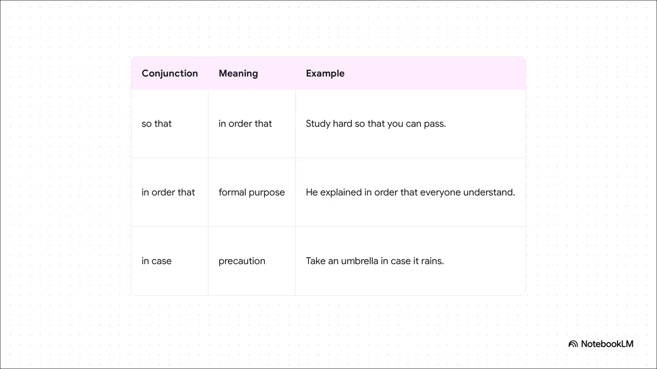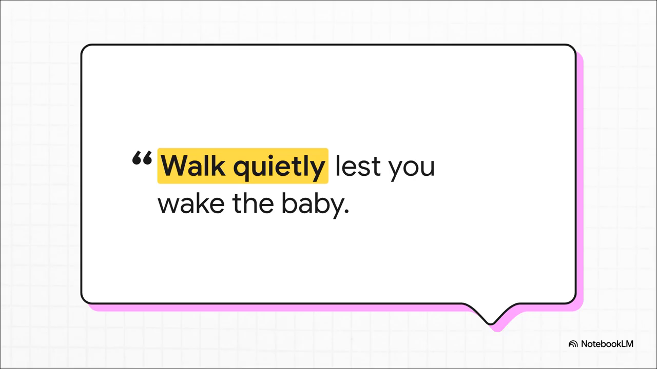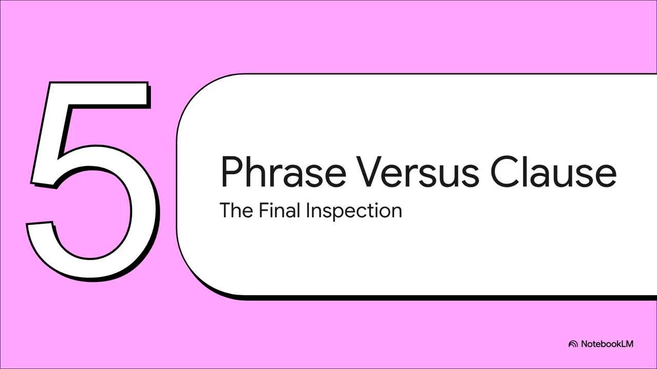We even have in case, which actually functions as a purpose clause when you use it as a precaution, like take an umbrella in case it rains. And then, well, we have the dramatic, slightly paranoid cousins of the toolkit family, like lest and for fear that. These are highly formal, very literary conjunctions designed strictly to prevent danger or negative outcomes. Walk quietly, lest you wake the baby. Or, they whispered for fear that someone might hear them. You really only pull these out of your toolkit when you need to construct a sentence with a very specific, cautious tone.